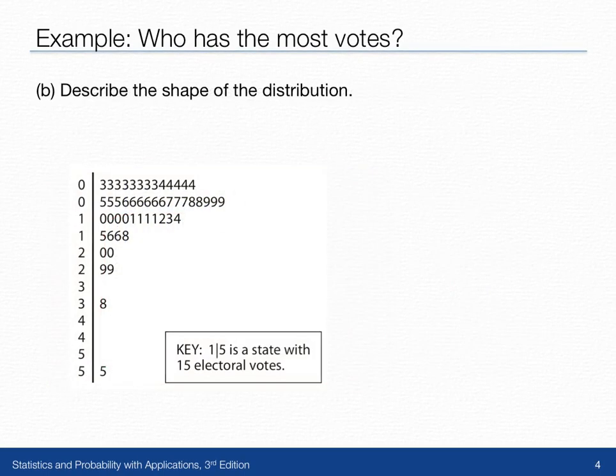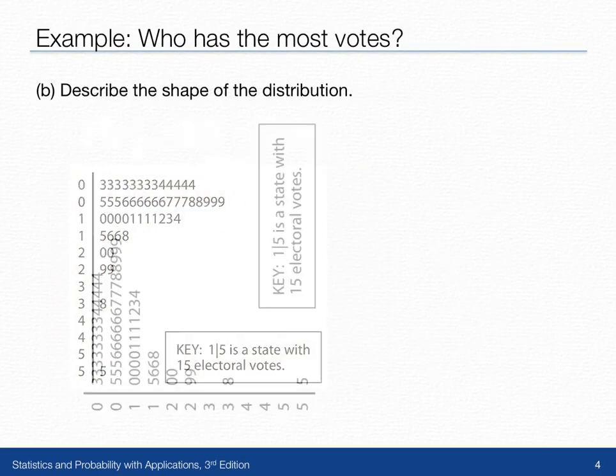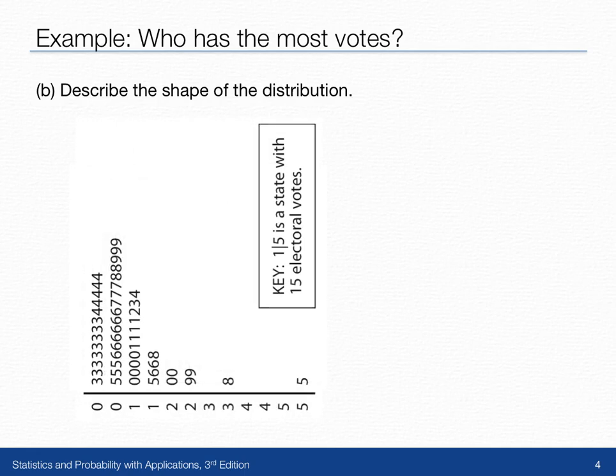To describe the shape of the distribution, it sometimes helps to turn the stem and leaf plot on its side. Remember, we want to have the lower values on the left and the greater values on the right. When we do that, it's easy to see that the shape of this stem plot is skewed to the right because the right side of the graph is much longer than the left.